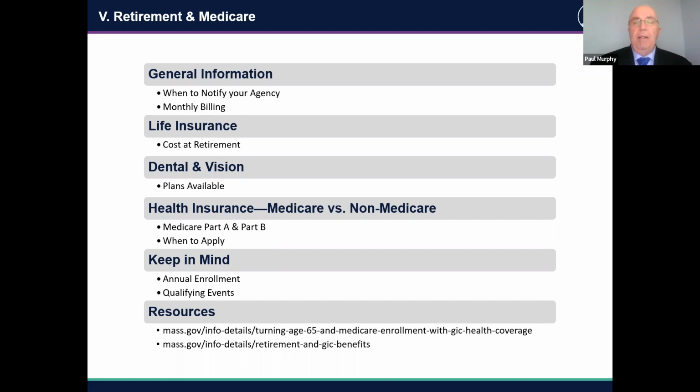Some things to keep in mind is that as a retiree of the Commonwealth, you are eligible to participate in any annual enrollment thereafter. Every July 1st, you can change plans, enroll, adjust your coverage, sign up for the dental. If you have a qualifying event throughout the year as a retiree, such as marriage, birth, or divorce, you can change your coverage. You have a 60-day window to notify GIC of that qualifying event, and GIC will give you your options for changing your coverage at that time.